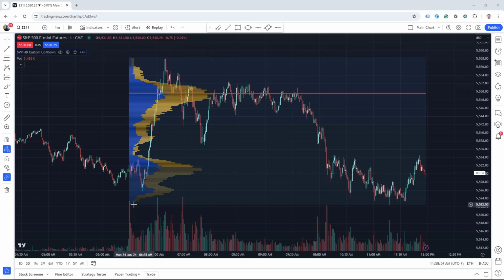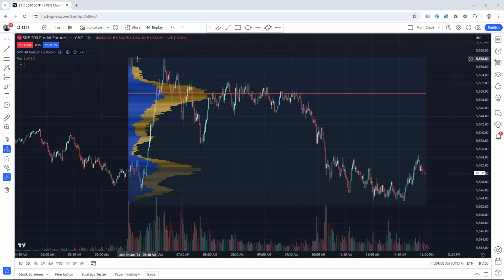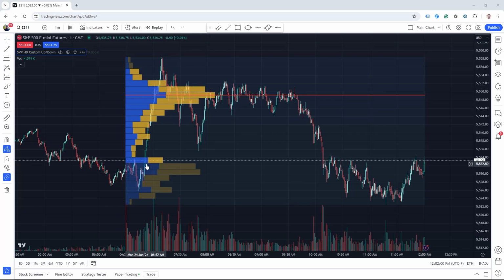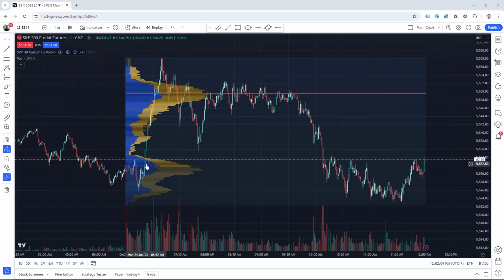Profile extremes. This is the lowest and the highest prices traded within the period under review. The value area. This encompasses the range where a significant majority of the trading volume occurred, usually 70%. The value area high and value area low can typically serve as a barometer for market consensus on value. While this profile is just for one session, you can use it over any time period you want.